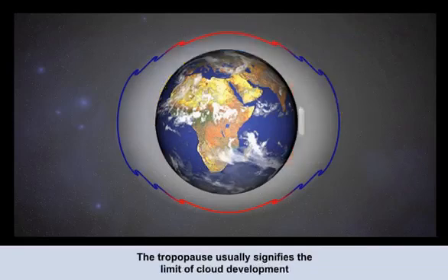Why is the tropopause so important to us? Well, the tropopause signifies the start of a marked temperature inversion. This effectively limits the vertical movement of air and clouds within our atmosphere. It's useful to know then that the tropopause usually signifies the limit of cloud development. However, the tropopause does tell us other things.